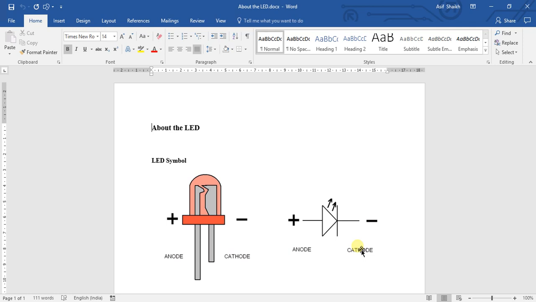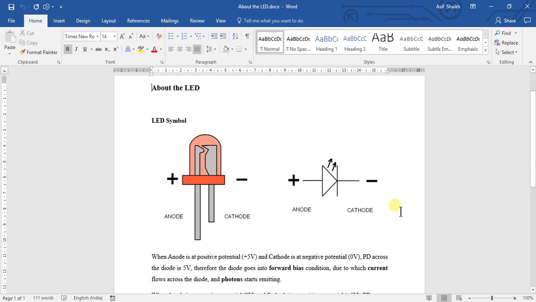Let's start our session on the microcontroller and interfacing with the microcontroller. We first understand the basics of an LED so that it becomes easy for us to understand the next stages. Here we have an LED, which we say is the front view of an LED. We have two terminals, one is the anode and the other is the cathode.